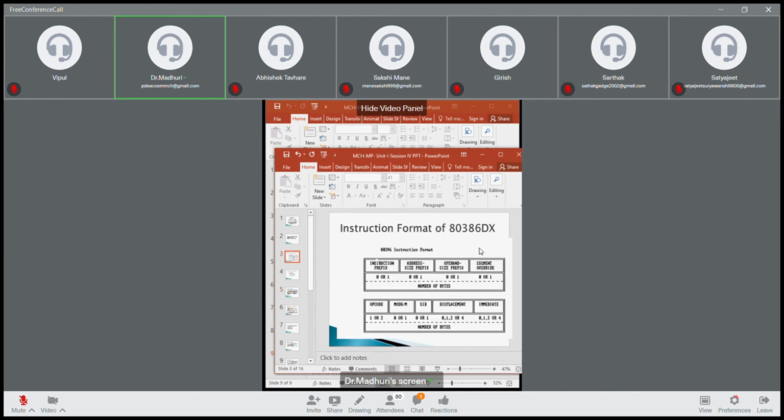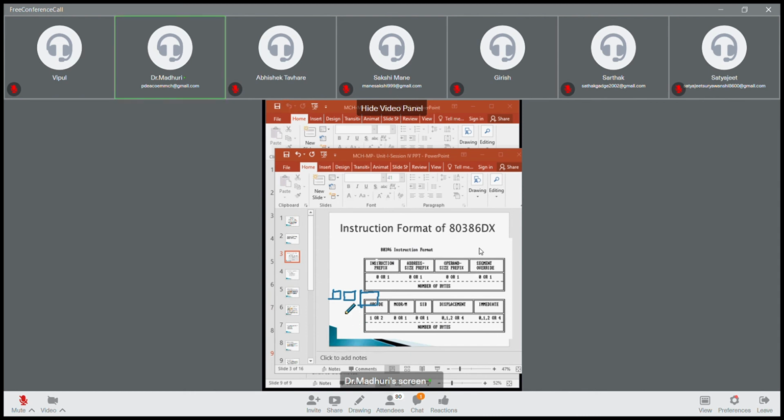I will tell you this instruction format. Let me just show you. Now see, here you have an opcode, okay, opcode. Like the opcode, here you have the source and destination, okay, source and destination is there.